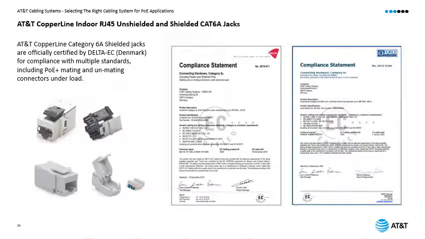AT&T Copperline Category 6A shielded jacks are officially certified by Delta EC in Denmark for compliance with multiple standards, as well as including PoE plus mating and unmating connectors under load. Certificates are shown in the pictures.